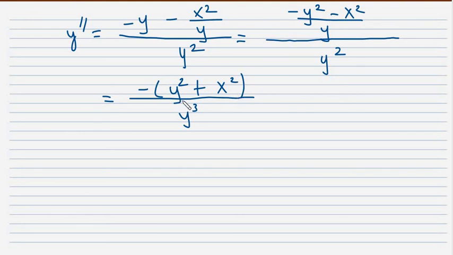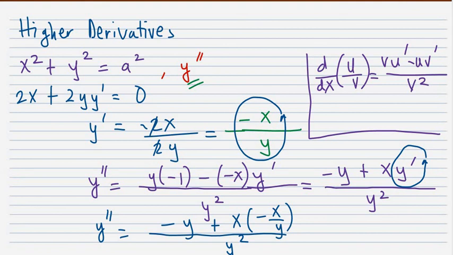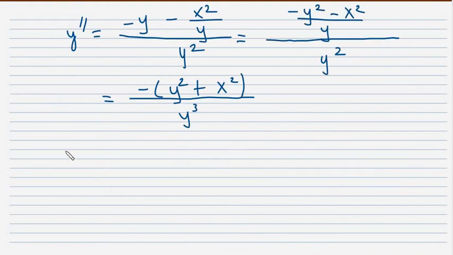So what we have here is y squared plus x squared, and that is actually part of our given, x squared plus y squared is equal to a squared. So we can still simplify further. The second derivative of y is actually negative a squared over y cubed. And that is our final answer.